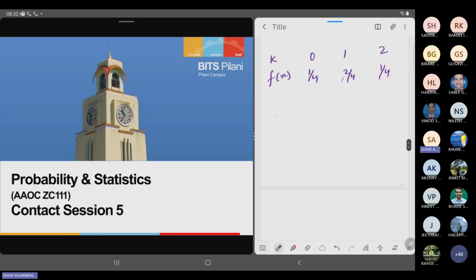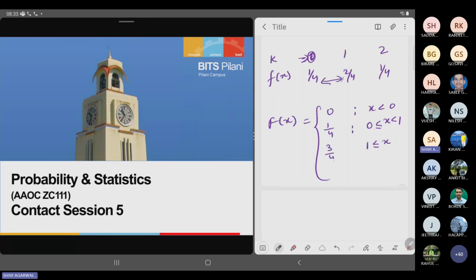So when we are talking about capital Fx, we write it like this: it is 0 when x is less than 0, because our points start from 0, okay? And then it becomes 1 by 4 when x is exactly 0, so for 0 less than or equal to x less than 1, till 1 it is 1 by 4. But when x reaches 1, we add these 2 points, so it becomes 3 by 4.